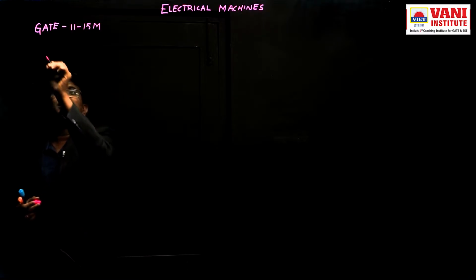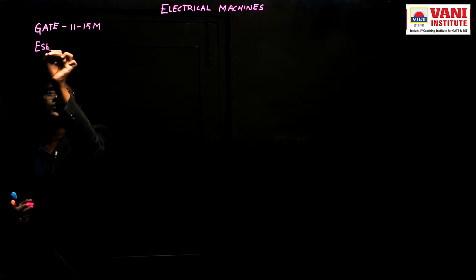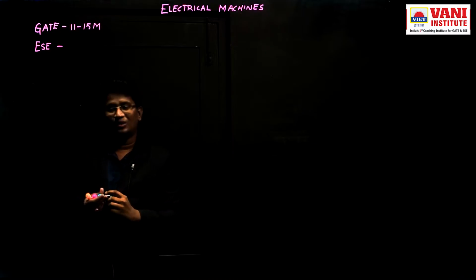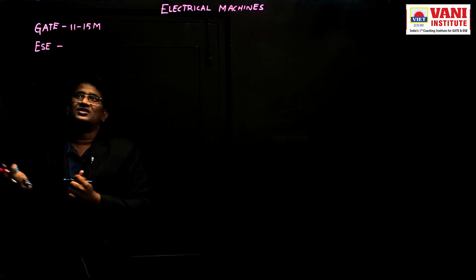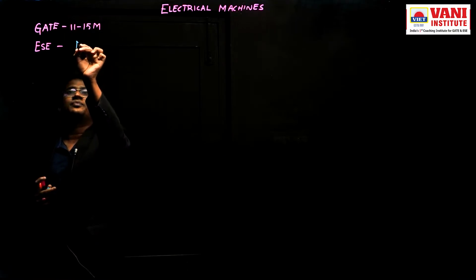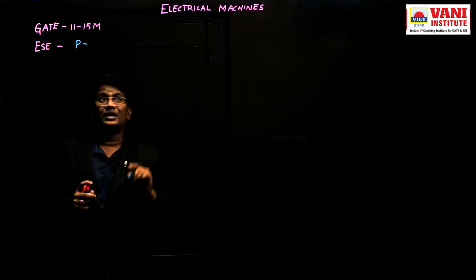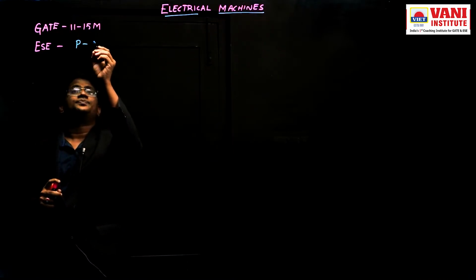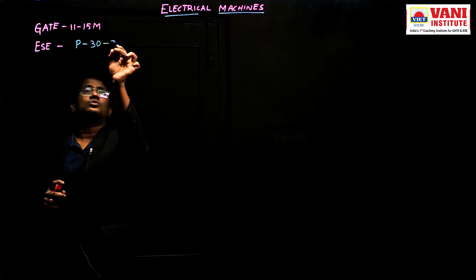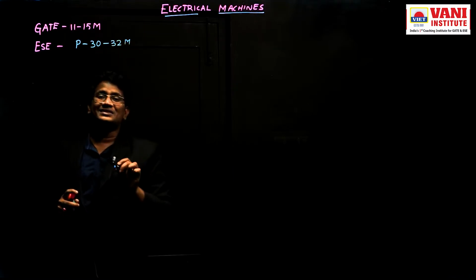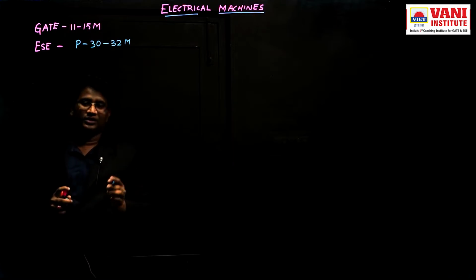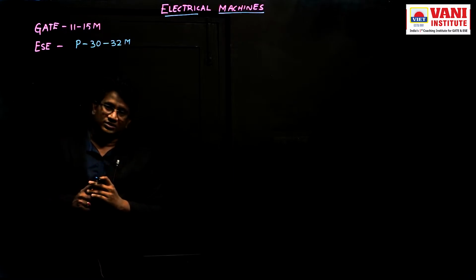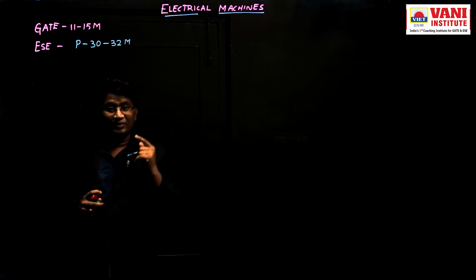When it comes to engineering services, this is very important. If you are an ESE aspirant, please keep in mind this weightage will help you a lot to crack engineering services. The very first stage is prelims. In the prelims, the weightage of electrical machines is around 30 to 32 marks. This is the weightage you can expect in the prelims every year. In 2021 and 2020, you got around 14 to 15 questions in the prelims itself from electrical machines.